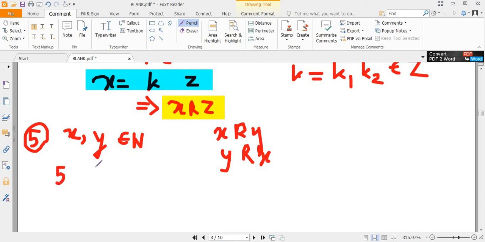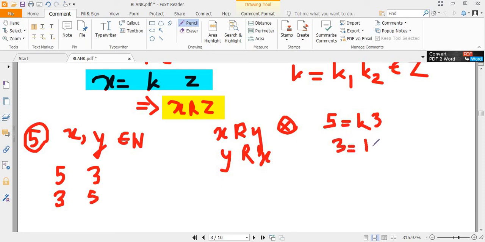If I take the two numbers 5 and 3, is 5 divisible by 3? Can I write 5 equal to k times 3, where k is a positive integer? No, I cannot. So I cannot write x is related to y. Can I write 3 is related to 5? Can I write 3 is equal to k times 5, where k is a positive integer? I cannot again. So I cannot write x related to y or y related to x for every choice. There are certain x and y belonging to the set of natural numbers for which either of them holds, or in some cases both of them hold, but that's not true for any x and y that I choose. So in this case, the completeness property does not hold.